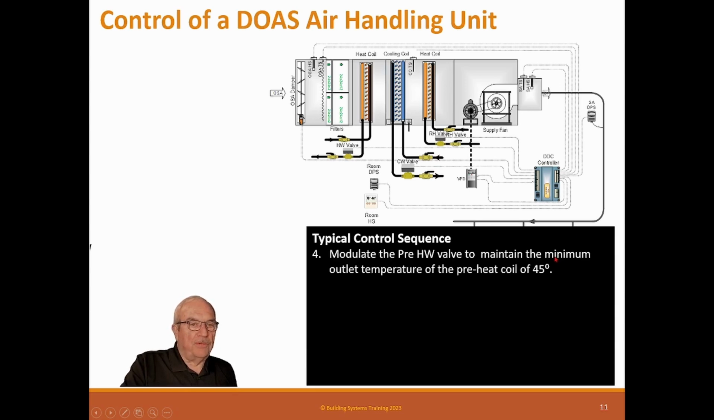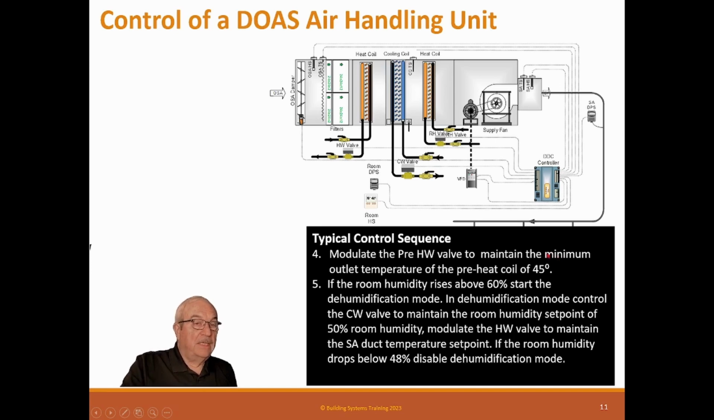Modulate the pre-hot water valve to maintain the minimum outlet temperature of the pre-coil at 45 degrees. So we're going to make sure it trims off the excess heat so it doesn't let it get really cold.